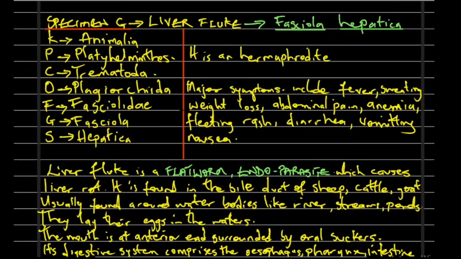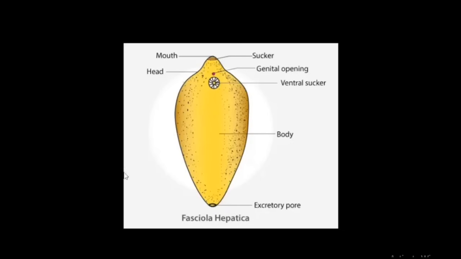So it is oftentimes found in water bodies. It is in the water bodies that it lays its eggs. So this is an example of what the liver fluke looks like. You can see the name here, Fasciola hepatica. That is the scientific name.